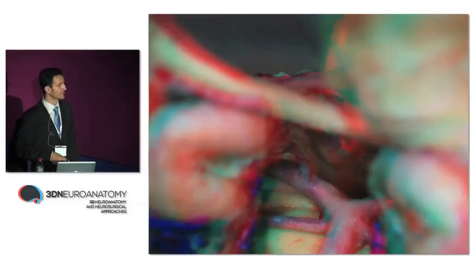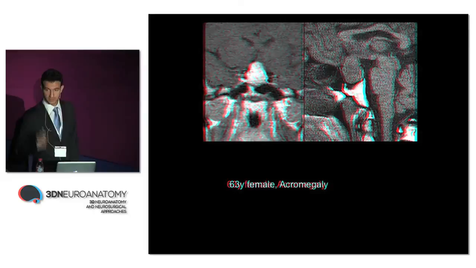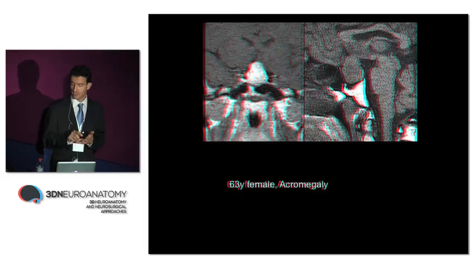Here an example, take off the glasses for a while. Here an example of a pituitary macroadenoma causing acromegaly with a suprasellar extension up to the floor of the third ventricle, through the third ventricle. As a functioning adenoma, so an acromegaly, the complete removal for this tumor was mandatory.